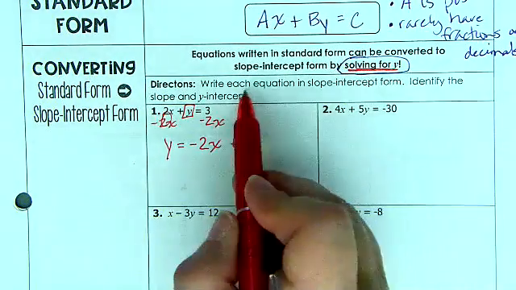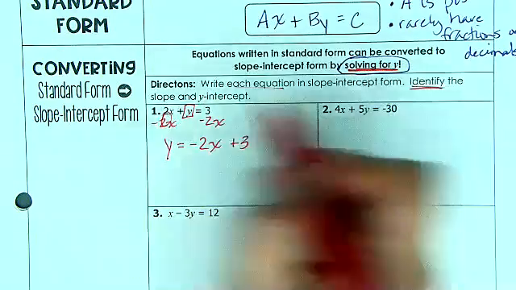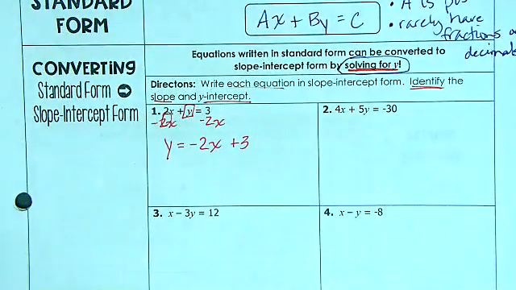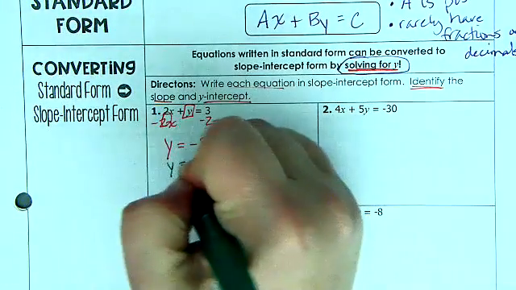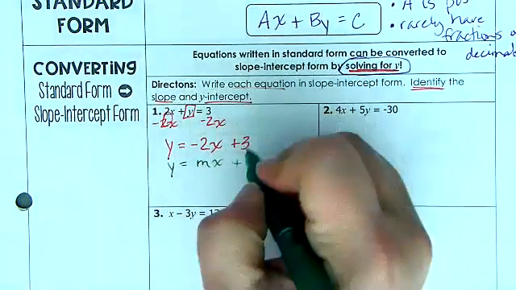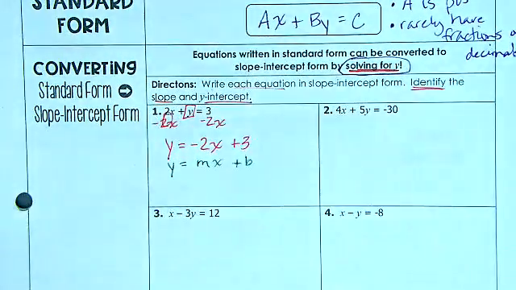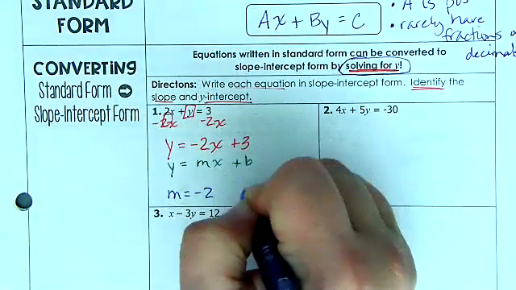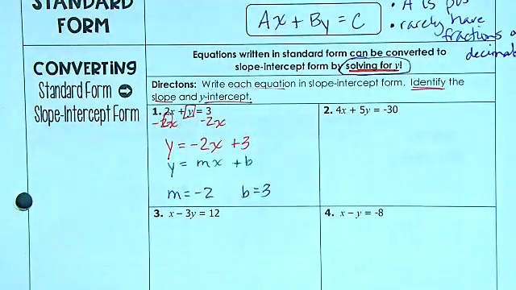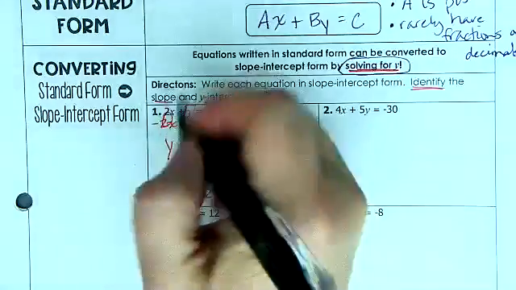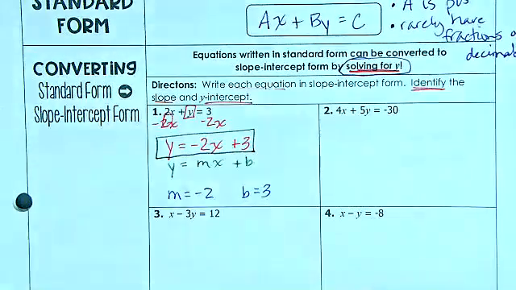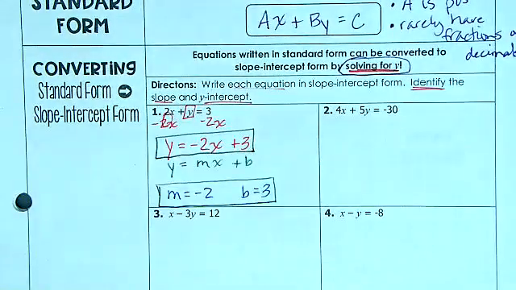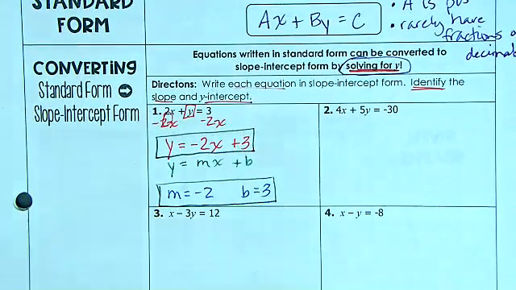And then we rewrite the equation and then identify the slope and the y-intercept. So from here, what's in the m spot? Because this matches up with y equals mx plus b. So I look to see what's in the same spot. And we have m equals negative 2 and b equals 3. So my answers are the equation y equals negative 2x plus 3 and m equals negative 2 and b equals 3. So now let's do another one.